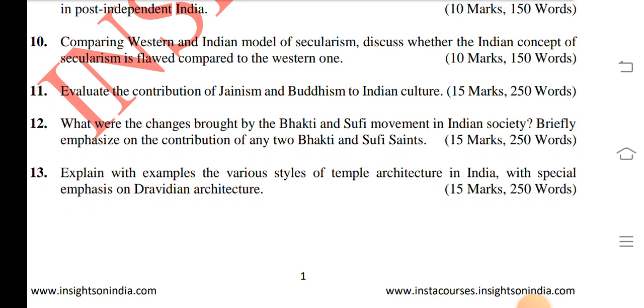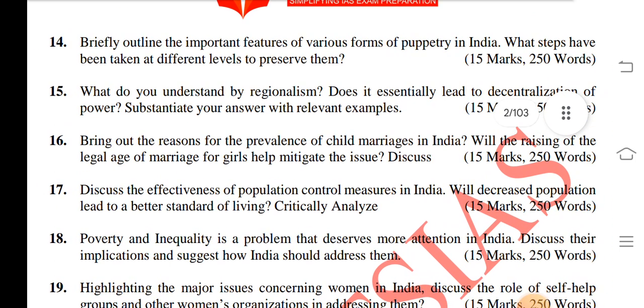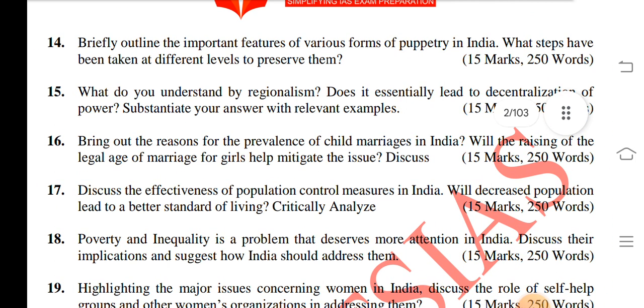Comparing Western and Indian models of secularism, discuss whether the Indian concept of secularism is full-fledged compared to the Western one. Evolution: the contribution of Jainism and Buddhism in Indian culture, and what were the changes brought by the Bhakti and Sufi movements in Indian society.